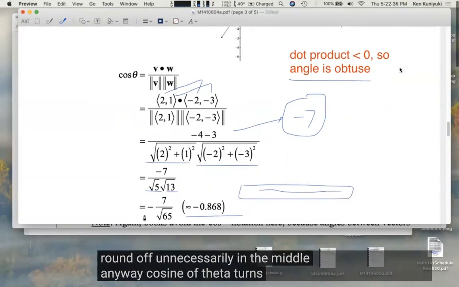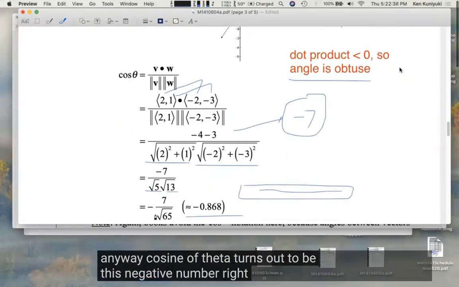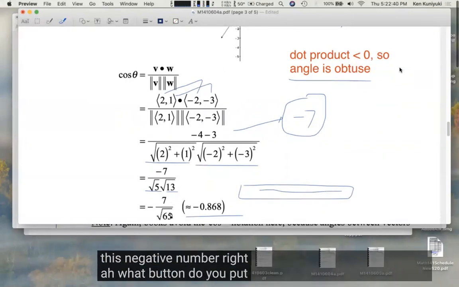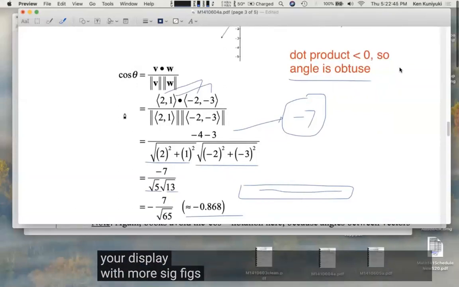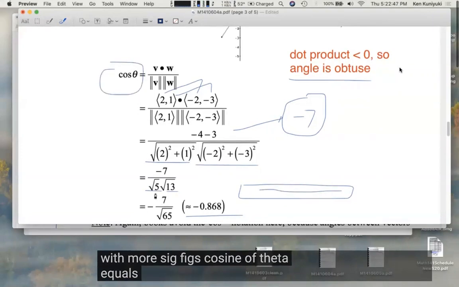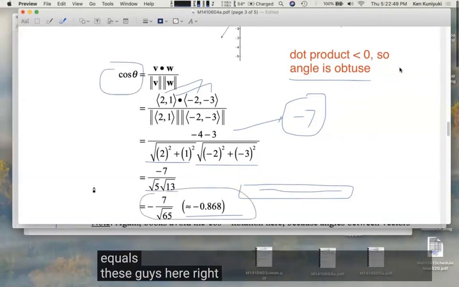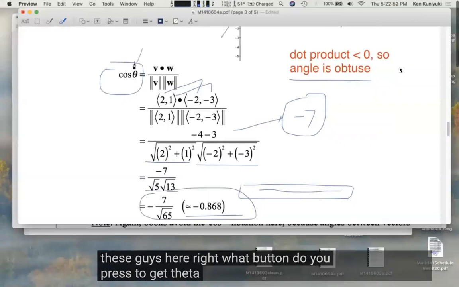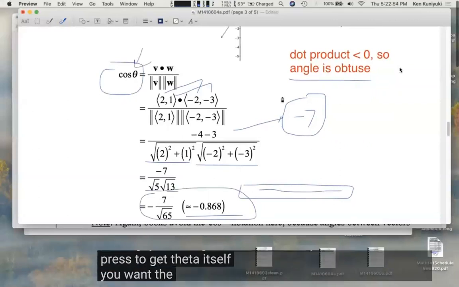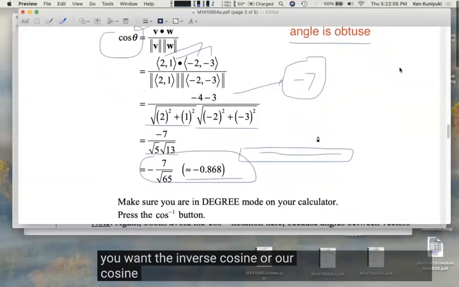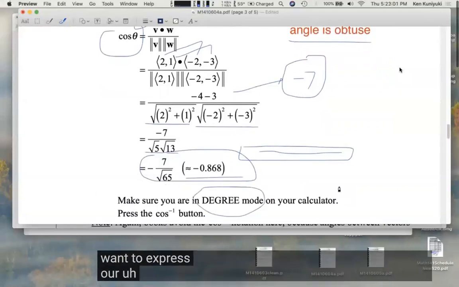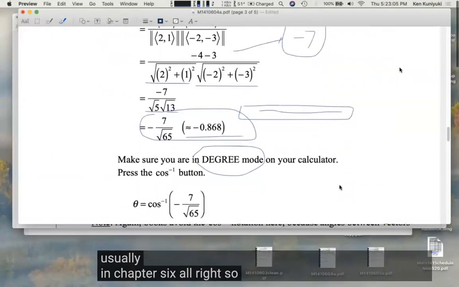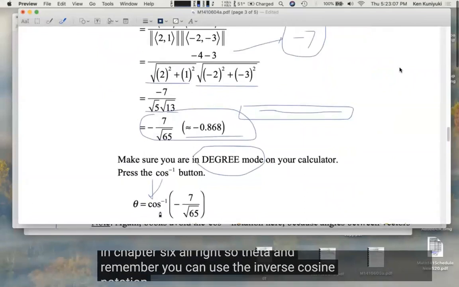Anyway, cosine of theta turns out to be this negative number, right? What button do you put on your calculator? You see a number like this in your display with more sig figs? Cosine of theta equals these guys here, right? What button do you press to get theta itself? You want the inverse cosine or arc cosine. And make sure you're in degree mode because we want to express our angles in degree measure, usually, in chapter 6.